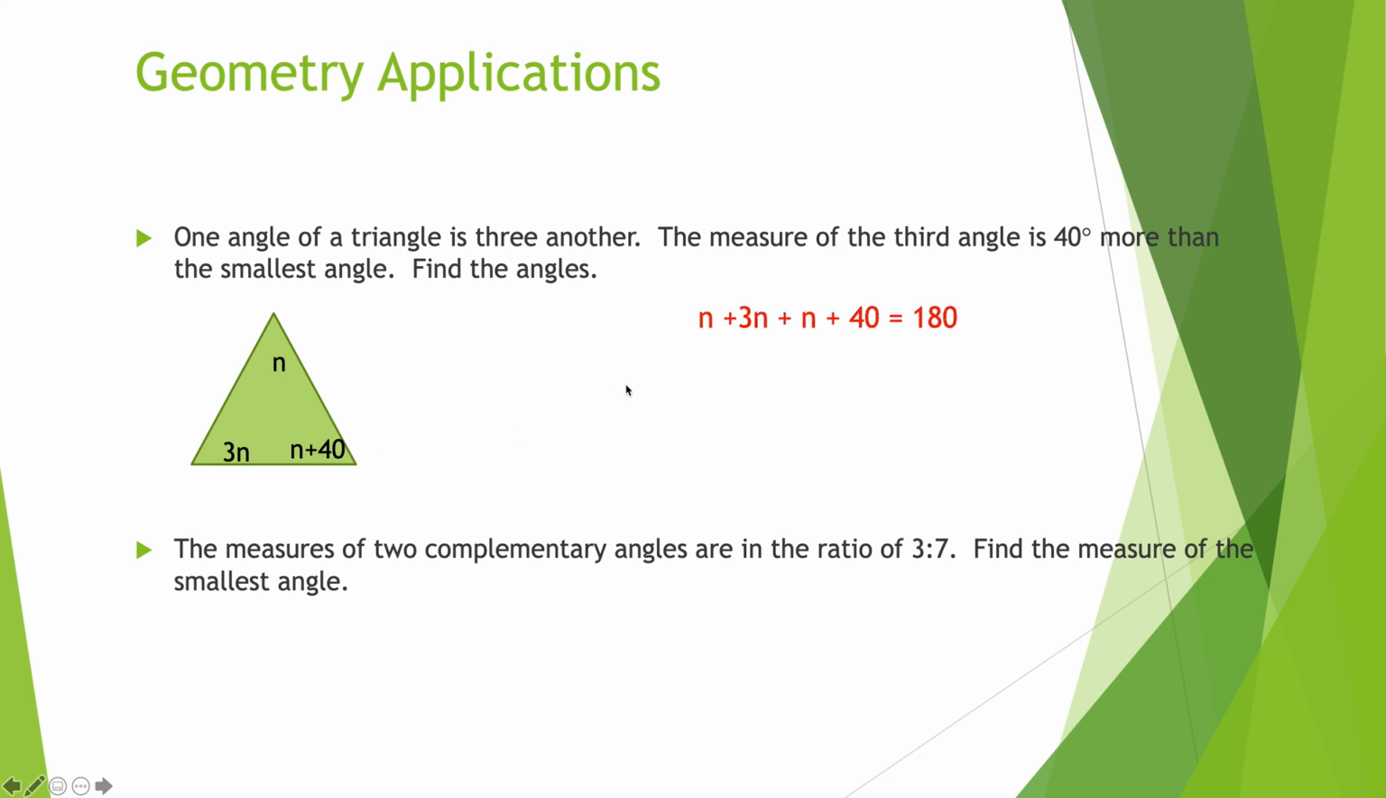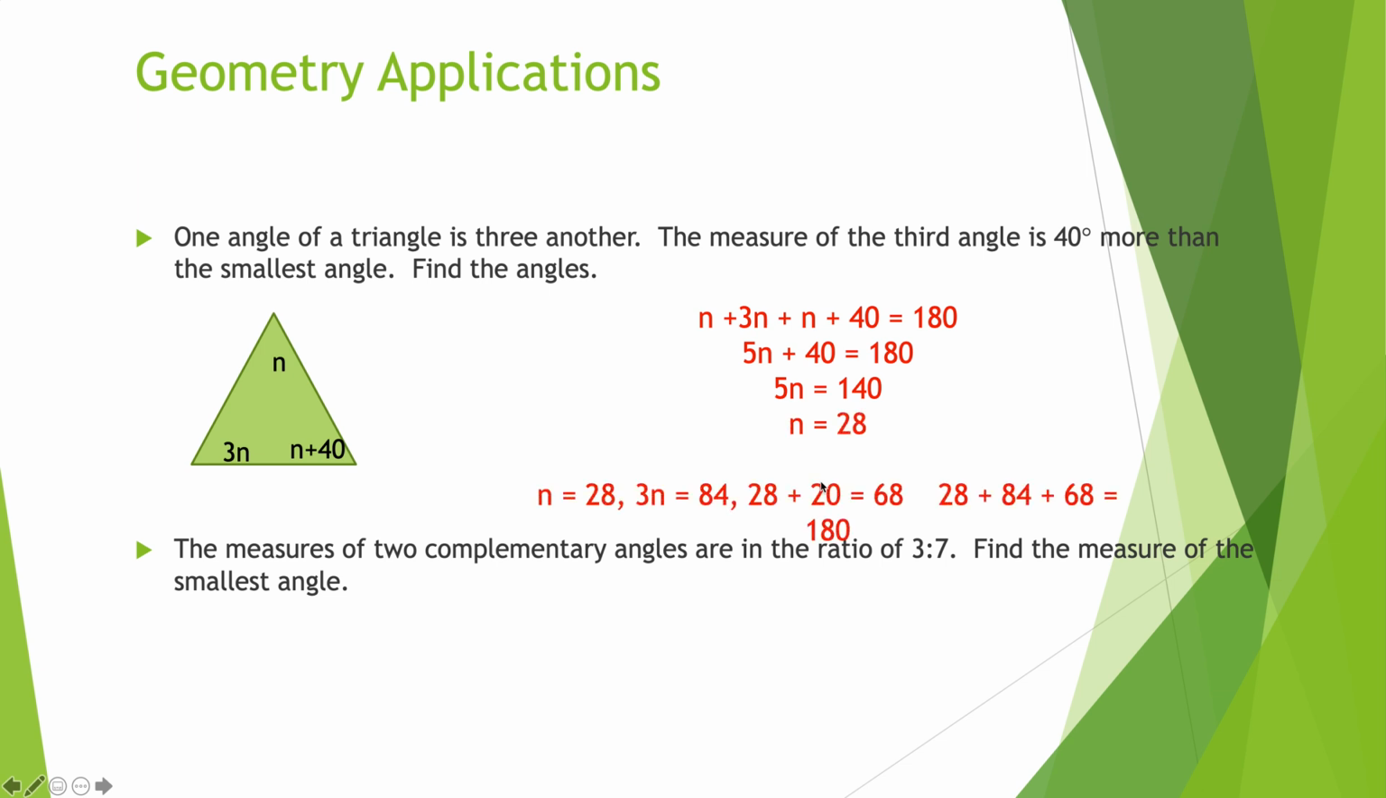If I add them all up, I get 180. N and 3N are 4N, plus another N is 5N. 5N plus 40 is 180. Subtracting the 40 from both sides, 5N is 140, right? 180 minus 40 is 140. Dividing by 5, and I get N is 28.